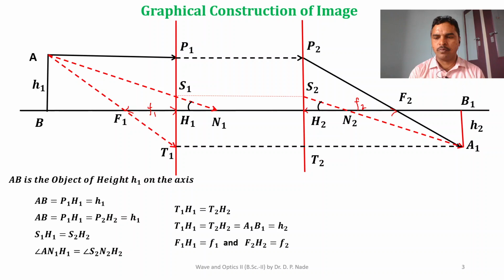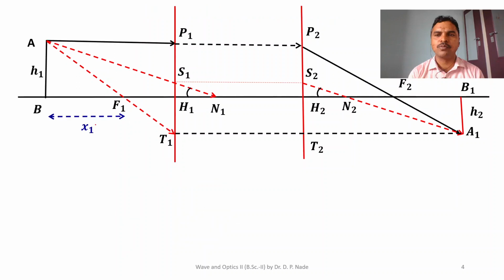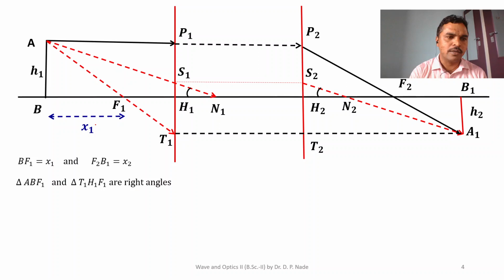Now this distance we can consider as x1, and this other one is called x2. So we will find out the relation between x1, x2 and f1, f2. That is our aim. So simply we can consider B1, F1, as we have already considered. So in this triangle, that is triangle ABF1, I'll just show you ABF1. So this is the triangle, please keep in mind.